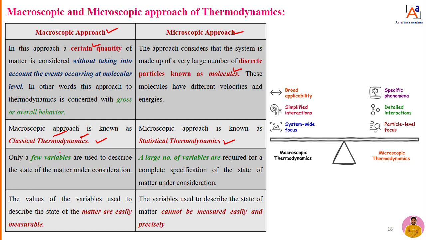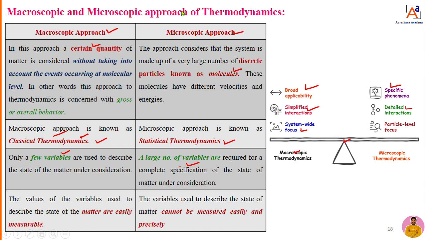As I told, the macroscopic approach uses only a few variables, but a large number of variables are required for study in the microscopic approach. So here, in the diagram, I tried to show you the difference between macroscopic and microscopic. Macroscopic applications are more, it is a simplified method, and it focuses on the whole system. But microscopic is a specific phenomena-oriented approach, and it gives the detailed interaction between individual particles, dealing with the particle level.